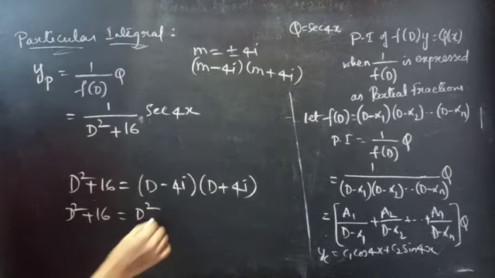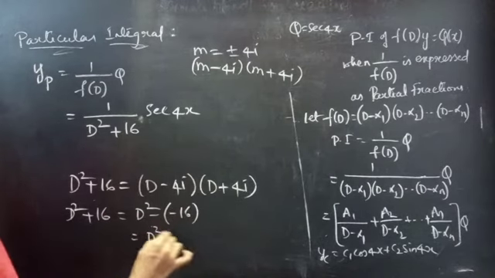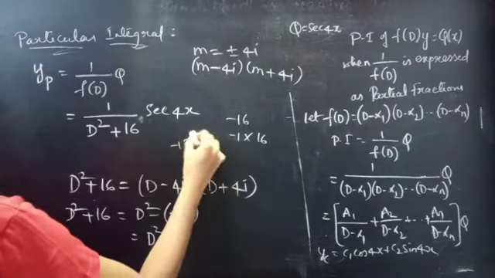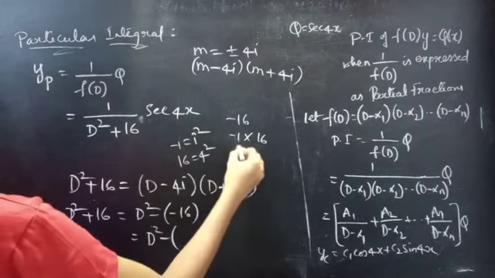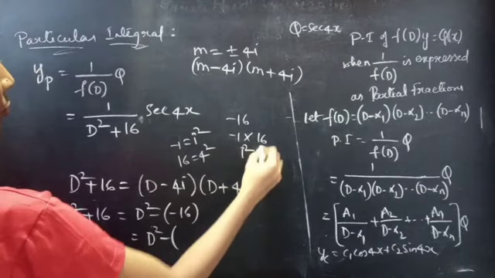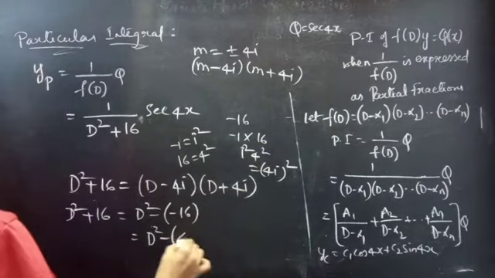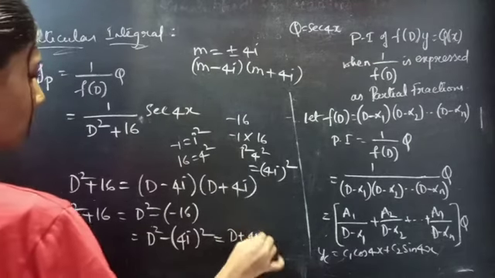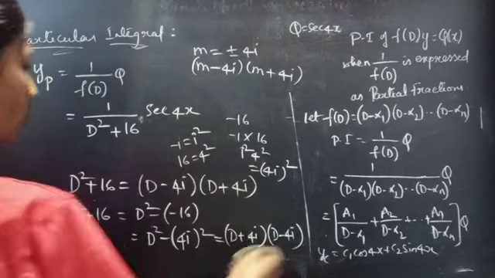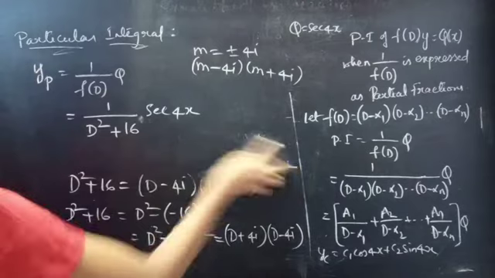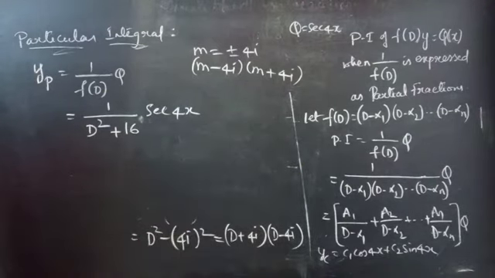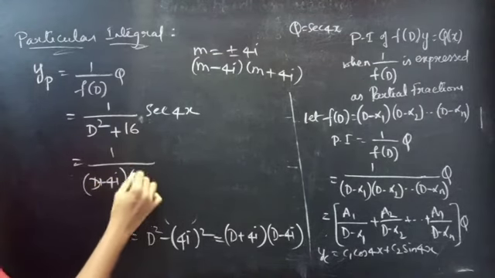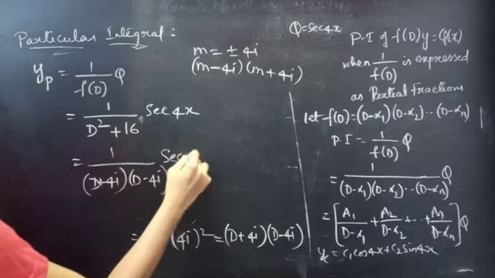Right? Plus 16 as minus of minus 16, which is D square minus. We can split minus 16 as minus 1 into 16, since we know that minus 1 equals i square and 16 equals 4 square. Then you'll get i square into 4 square, which equals 4i whole square, which is in a square minus b square form. You'll get a plus b into a minus b. So you can write f of D as D plus 4i into D minus 4i, into secant 4x.